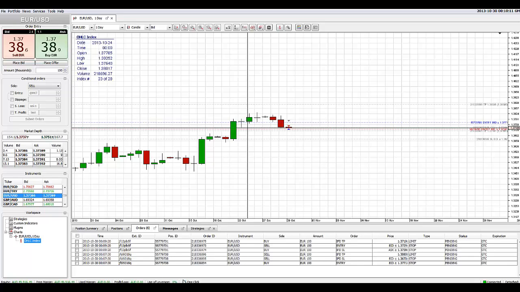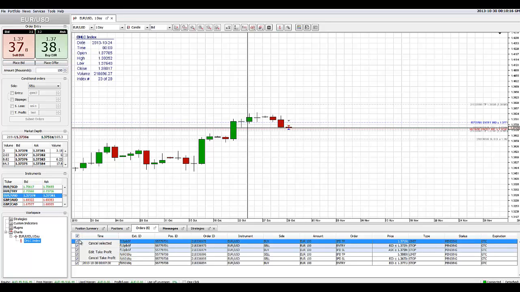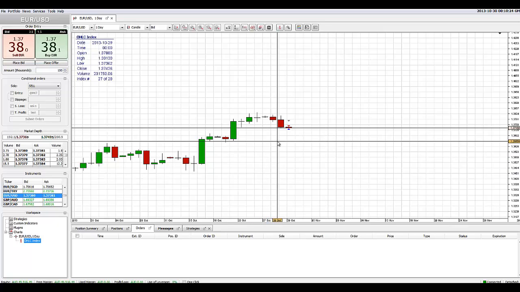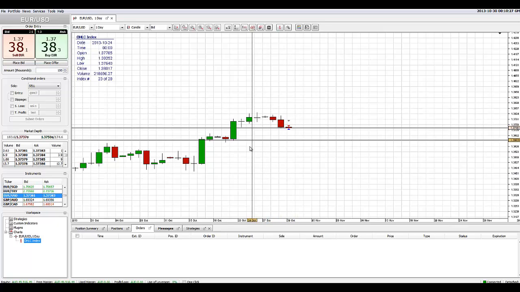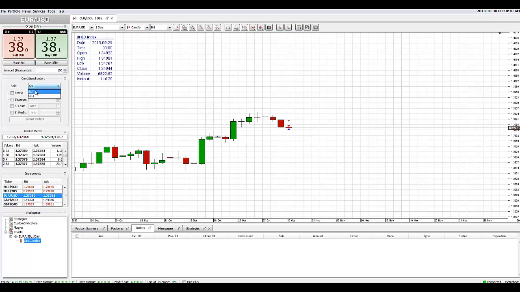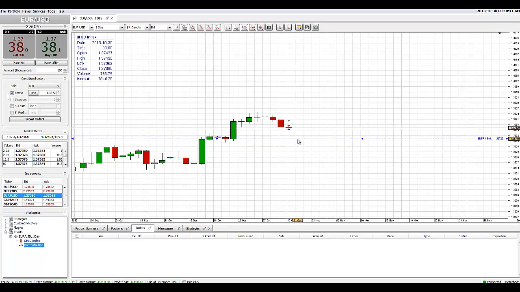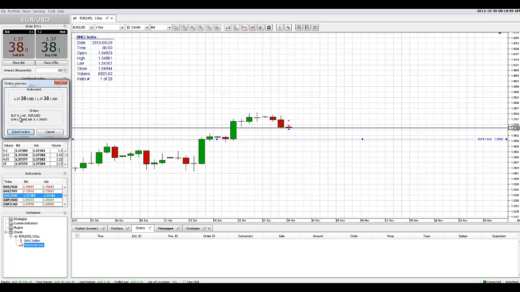That's OCO orders. Now we'll remove these stop orders by cancelling selected, and I'll explain briefly limit orders. Limit orders are when you buy below the market price or when you sell above the market price. So if you want to buy below the market price, you highlight buy and you find your limit order, and then you have your price, and this is a buy order below the market price. Again, stop loss and take profits you can add to suit your requirements.